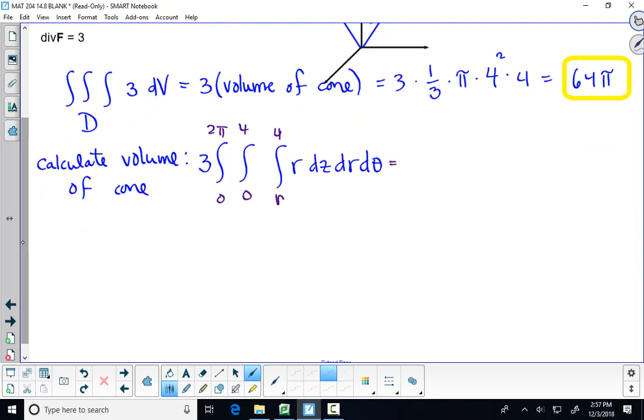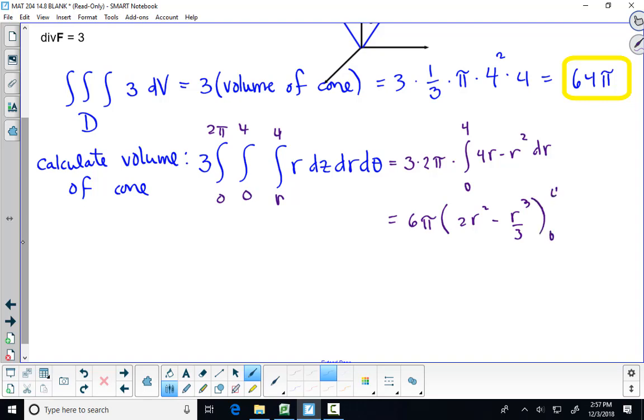Should we check? So we have 3. There's no thetas coming, so multiply by 2 pi. We definitely have some r's, so we'll leave this integral 0 to 4. This gets integrated with respect to z. There is no z, so we multiply by the length of the interval. So it's r times 4 minus r, which is 4r minus r squared dr.